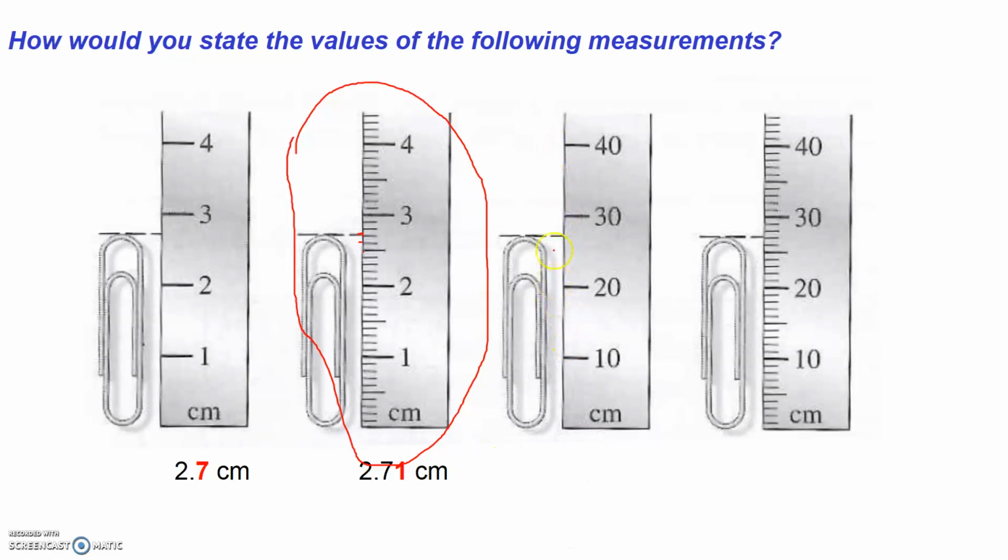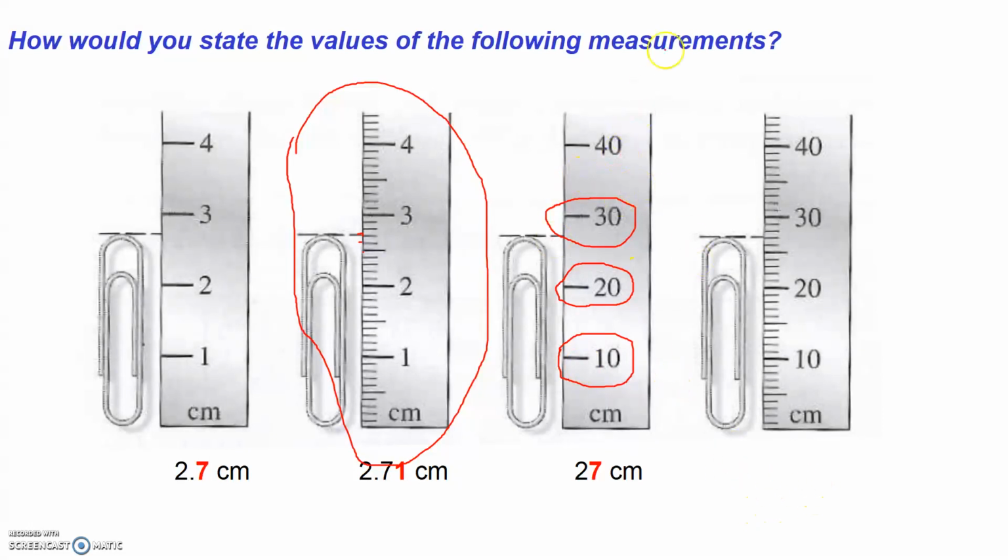Now, when I go to this one, this is a giant paperclip, because these are 10 centimeter markings. So this is 10 centimeters, 20 centimeters, but it's not quite 30 centimeters. Because my increments are in the tens, I'm going to estimate this to 1 centimeter, so one increment smaller than the size of the scale. So maybe this is like 27 centimeters long.